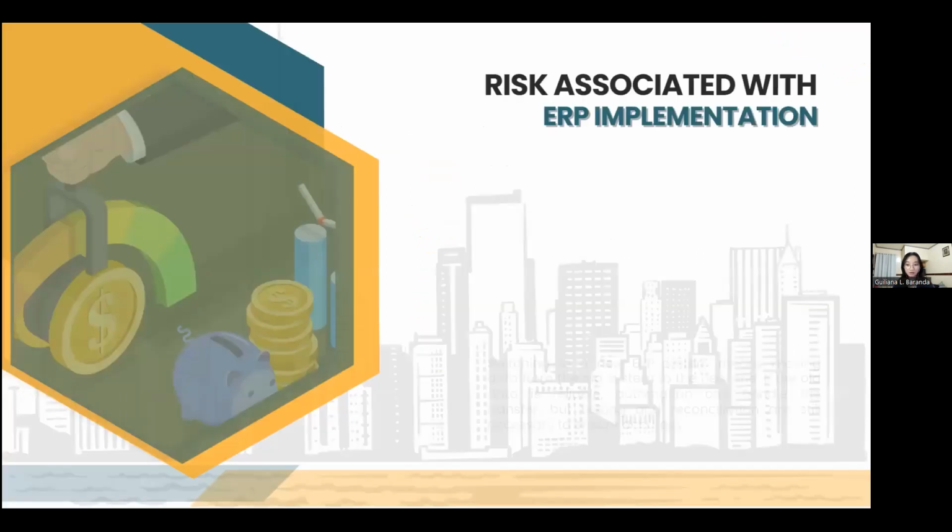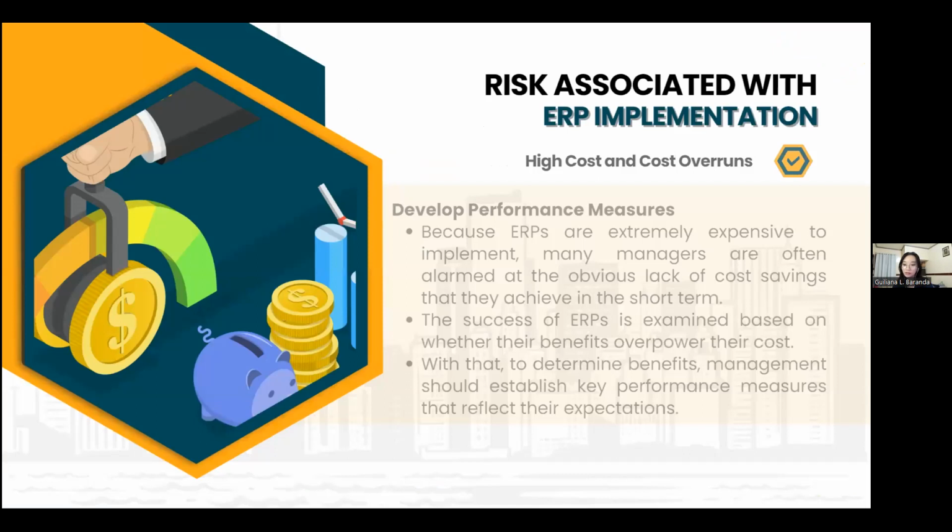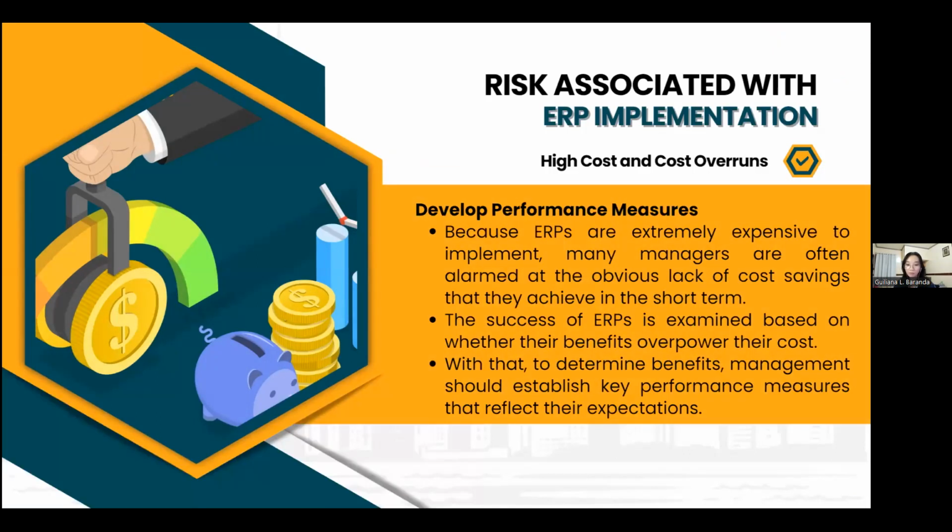The database conversion. So switching to a new ERP system means moving data from the old system to the new one. If the old data is reliable, automation can handle the transfer, but testing and reconciliation are still necessary to ensure accuracy. The last one is developing performance measures.